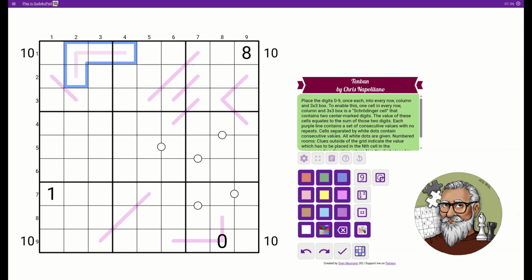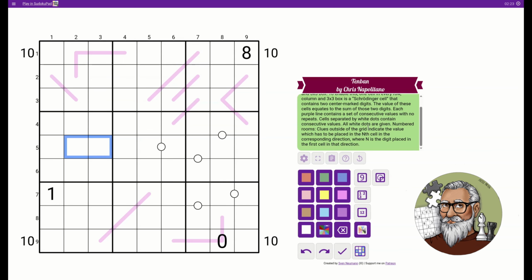Cells separated by white dots contain consecutive values, right? All white dots are given, which means that any other cells orthogonally connected with no white circle or white dot cannot contain consecutive digits. Values cannot contain consecutive values. Should use the correct terms.